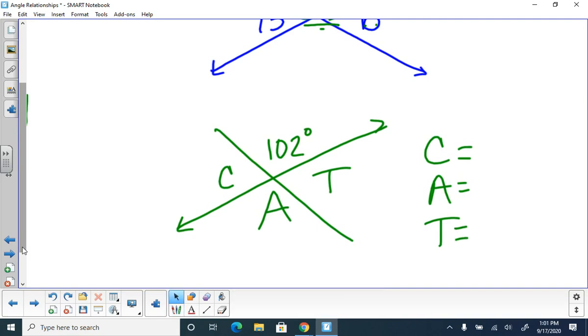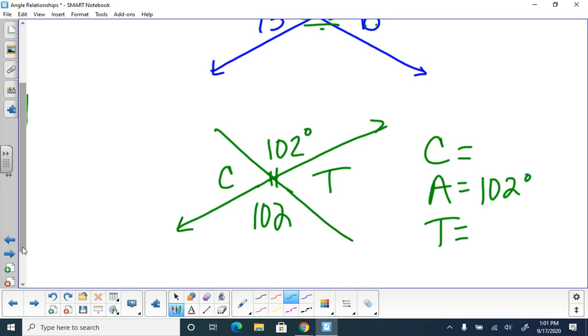All right, right off the bat, what was A? 102. How did we get it? How did we get 102? Shannon? They're across from each other. They're vertical. Equal.